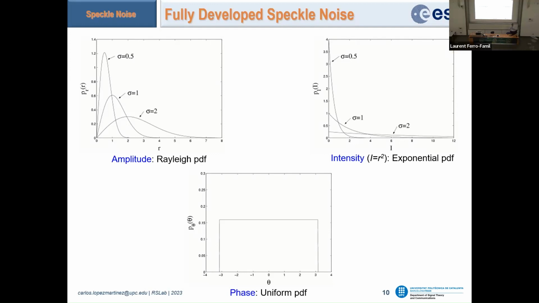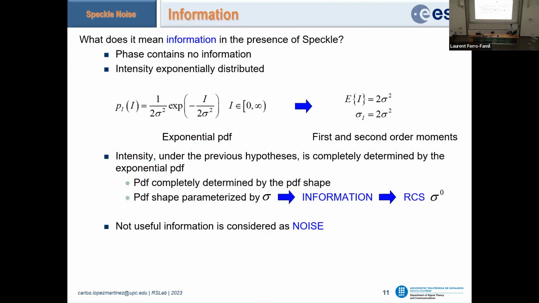So that's how we characterize SAR images. Okay? So where is the information in this case? Where is the information in the speckle? Basically, as I said before, the phase has no information about the target, so we look only at the amplitude or the intensity. So let's look at the intensity.